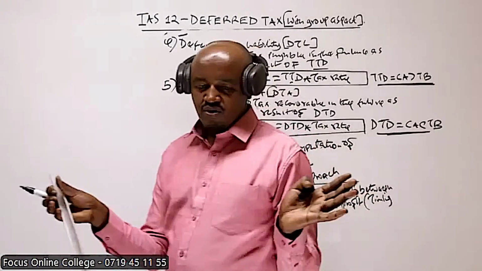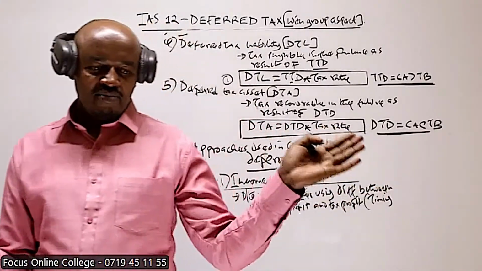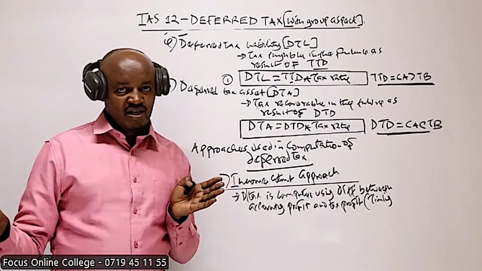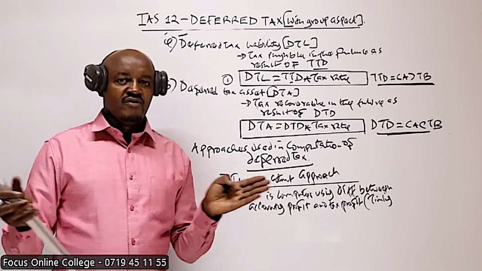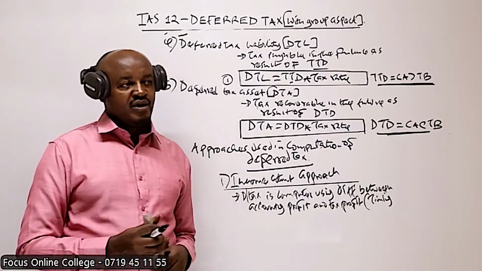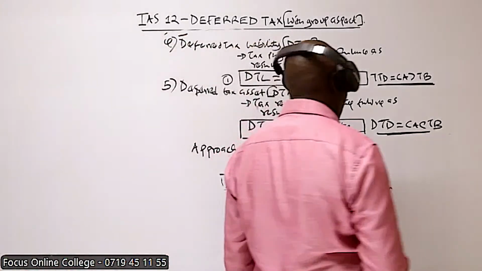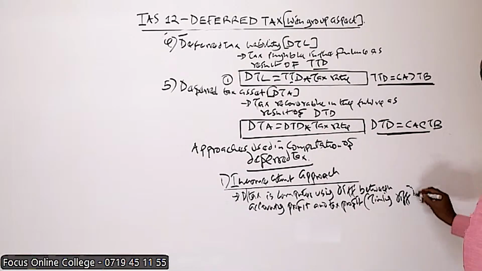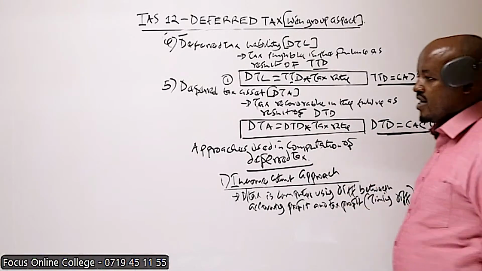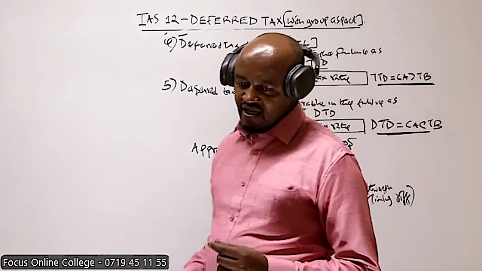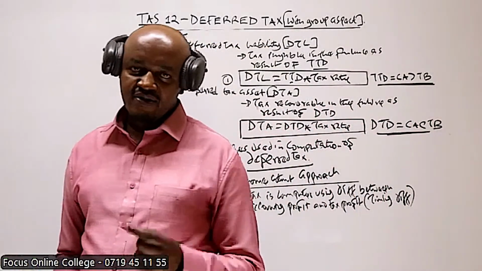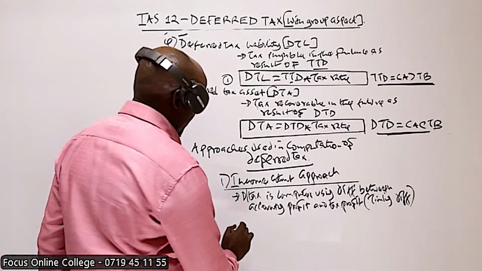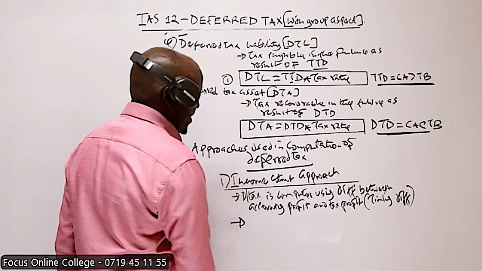I hope you can recall that this difference between accounting profit and taxable profit is broadly classified into two: the timing difference and the permanent difference. But we have said that the permanent difference is ignored for the purpose of computing the deferred tax. Therefore, the difference which is considered here is the timing difference. In other terms, under this approach, we compute the deferred tax using the timing difference. Now, this particular method is not recommended by this standard.